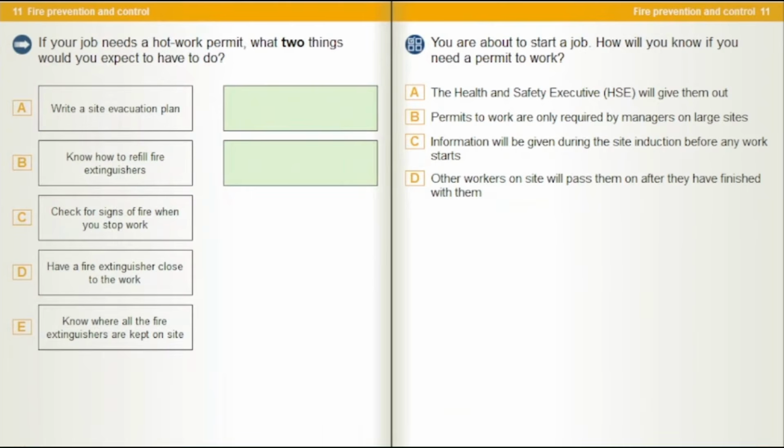If your job needs a hot work permit, what 2 things would you expect to have to do? Write a site evacuation plan. Know how to refill fire extinguishers. Check for signs of fire when you stop work. Have a fire extinguisher close to the work. Know where all the fire extinguishers are kept on site.